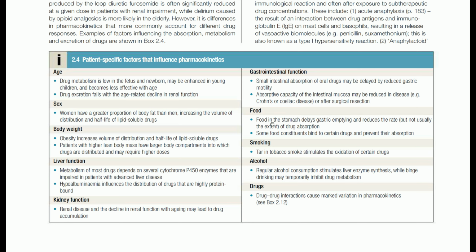Food: food in the stomach delays gastric emptying and reduces the rate but not usually the extent of drug absorption. Some food constituents bind to certain drugs and prevent their absorption. Smoking: tobacco smoke stimulates the oxidation of certain drugs. Alcohol: regular alcohol consumption stimulates liver enzyme synthesis, while binge drinking may temporarily inhibit drug metabolism. Drugs: drug-drug interactions cause marked variation in pharmacokinetics.